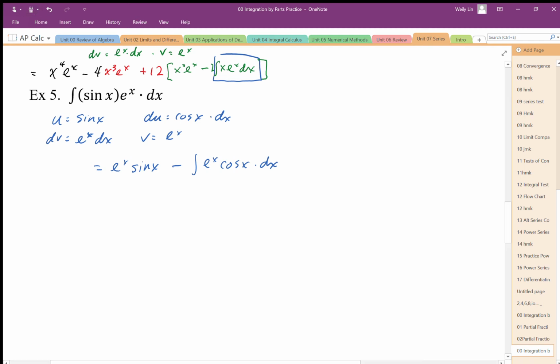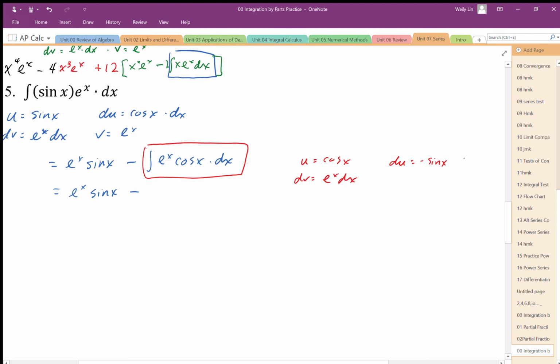And again, since I'm doing it repeatedly, I just have to make sure I keep track of all my stuff. Minus, and I'm going to apply my integration by parts in here, so I'm going to apply it to that. I'm going to let u equal cos x this time, and then my dv is going to be the same, e to the x dx. My du is equal to negative sine x dx, and my v is going to be e to the x.